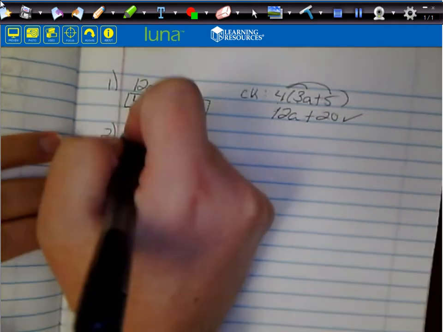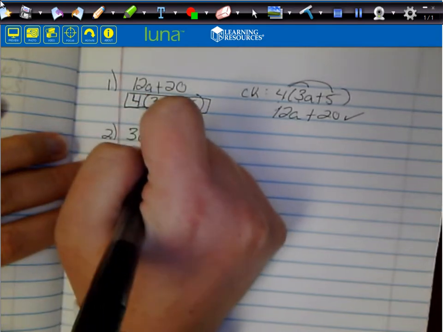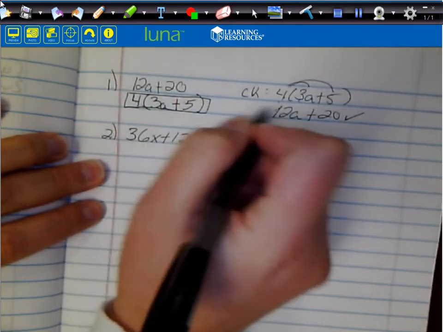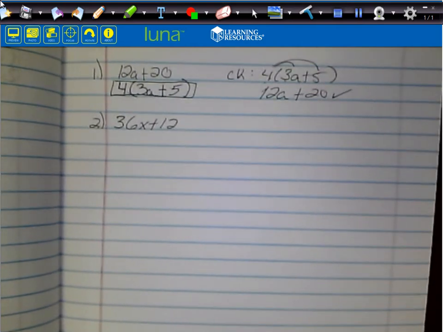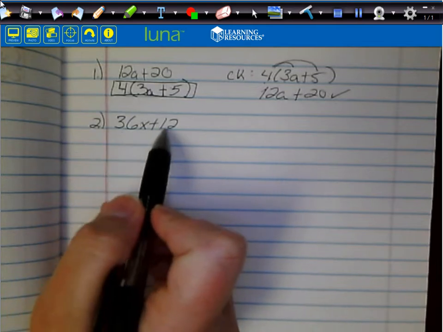Right, now we're going to look at number 2. Number 2 says 36x plus 12. Please make sure that you have this and the check written for number 1 before you move on. Number 2 says 36x plus 12. So I'm going to look. I have the number 36 and I have the number 12.